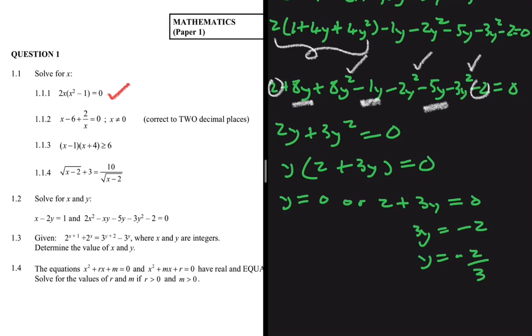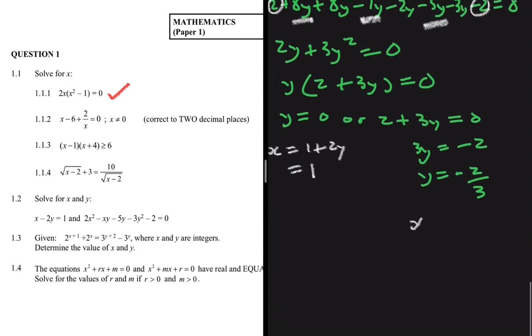If y is equal to 0, what is the value of x? We know fully well that x is equal to 1 plus 2y. So if y is equal to 0, then x is just equal to 1. On the other hand, what is the value of x if y is equal to minus 2 divided by 3? We're going to have 1 plus 2 multiplied by minus 2 divided by 3.